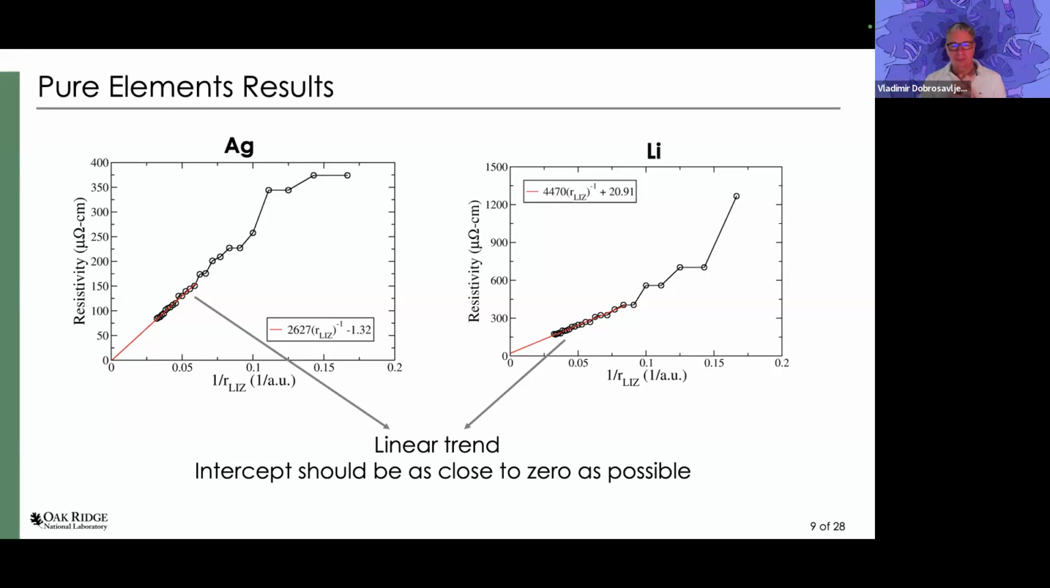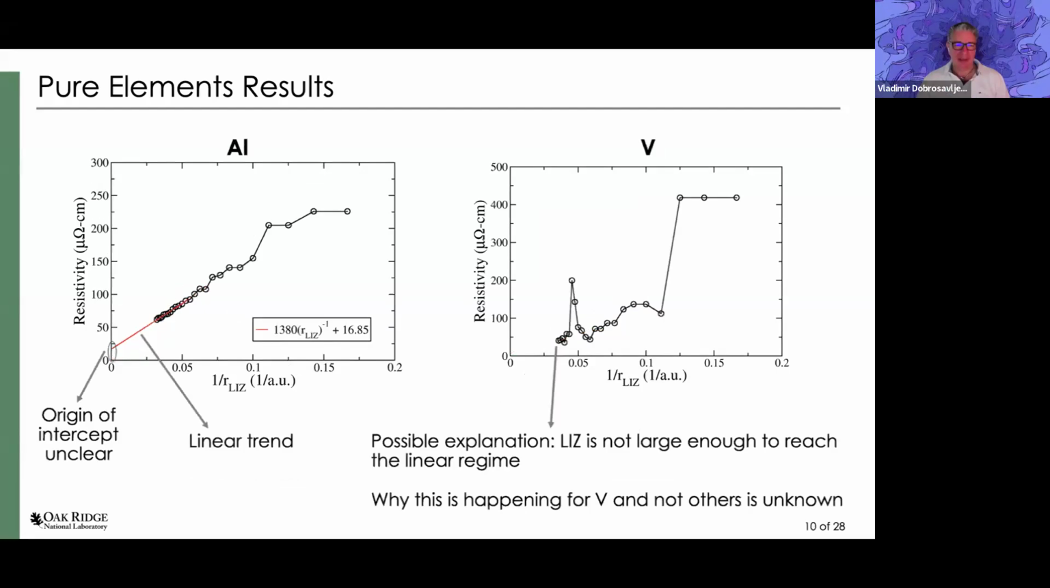Okay. So we have these pure elements, and there are two things. The resistivity should go to 0 in the infinite RLIZ limit, and we find that it does go pretty close to 0. And there's a strong linear trend as RLIZ is increasing, which is interesting to us. Very nice.